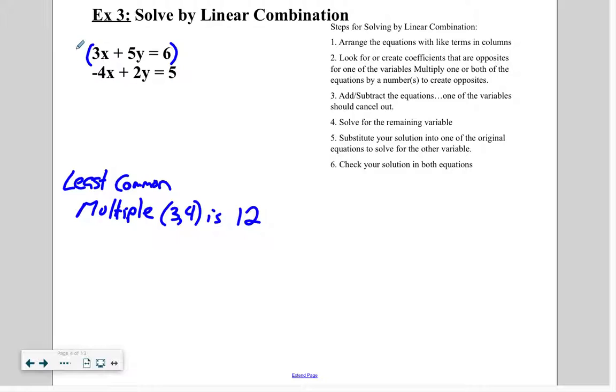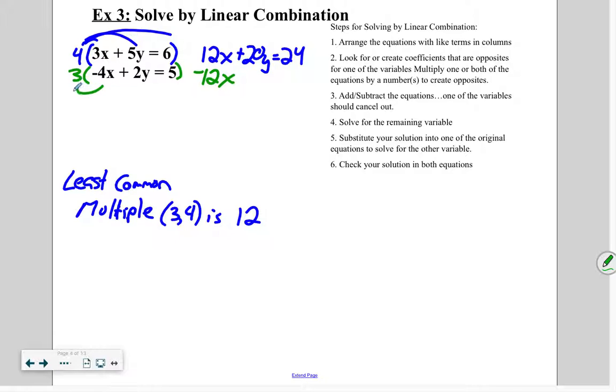So I'm going to multiply this top equation by 4. That gives me a positive 12x. But I also need to distribute that to everything up here. So I'll get 20y and 24. Down here, so to get the opposite of a 12x, that's a negative 12x, I'll multiply this one by 3. That gives me a negative 12x. All right, we got opposites. But make sure we distribute all the way through. So we get 6y equals 5.